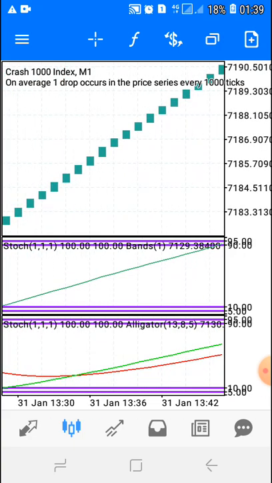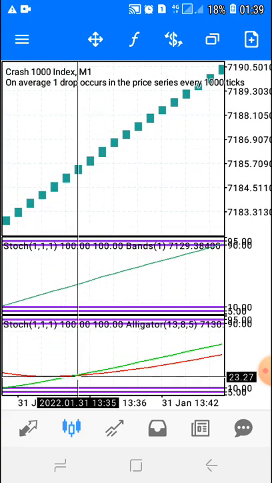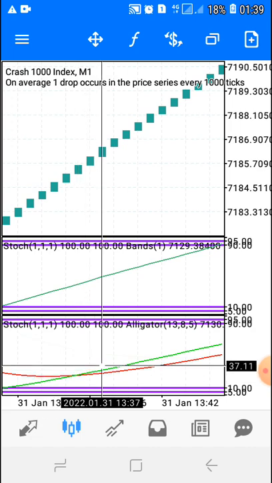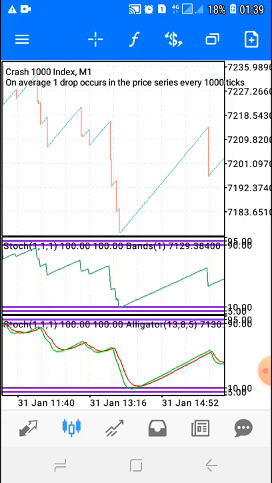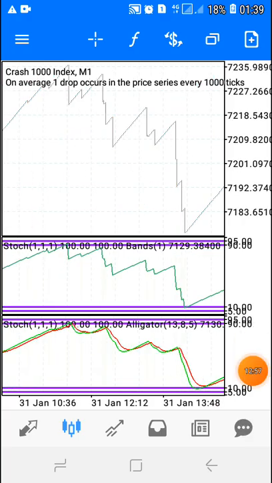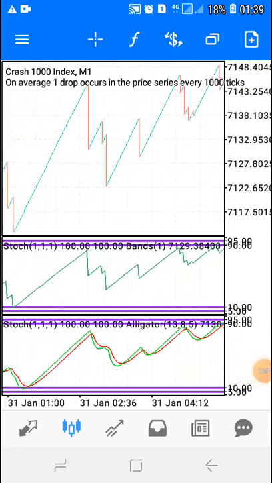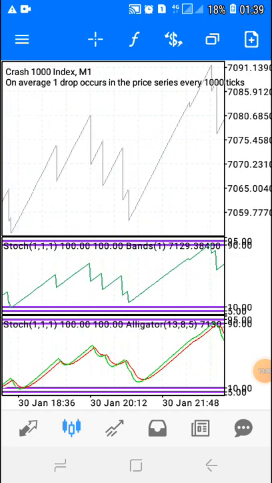Wait for entry patiently. Here's the crossover. 1, 2, 3, 4, 5, 6, 7 candles. We're out of the market. Easy money, guys. That's easy money. Do you understand how easy it is to use the strategy?